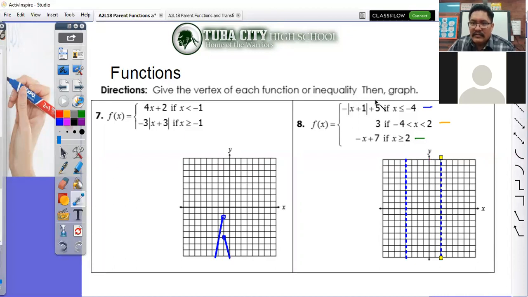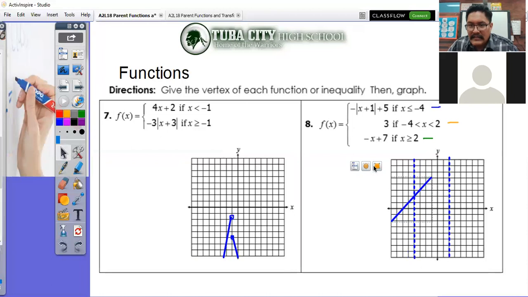And I'm just going to use the same rules that we've been using. So this is opening downwards, an absolute value function at -1, up 5. And it's going to look like this, down 1 over 1. Something like that. Now, if I were continuing to draw this, it'd look like that. But again, the directions tell us we only want this for values less than -4. So there you go. My line stops right there at -4.